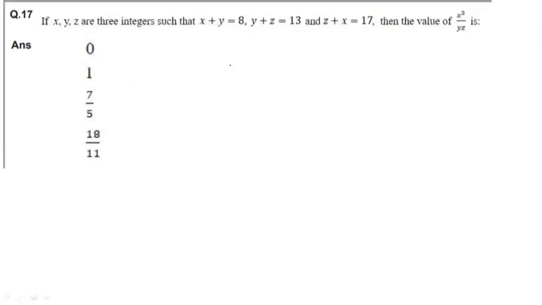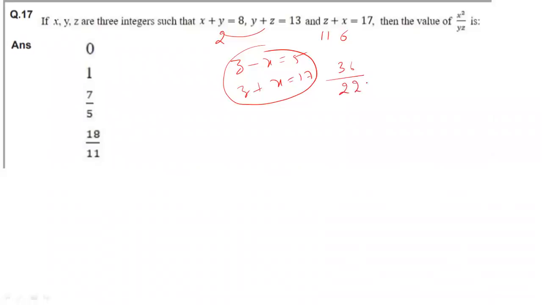x, y, z are integers. Okay, he has given 3 equations. First of all, let us subtract one equation from the other. I can get z minus x equal to 5 and z plus x equal to 17. So this gives you z equal to 11. If z is 11, x is 6. If x is 6, y is 2. So x square is 36 by yz, which is 22. 36 by 22 becomes 18/11. Go to the next one.